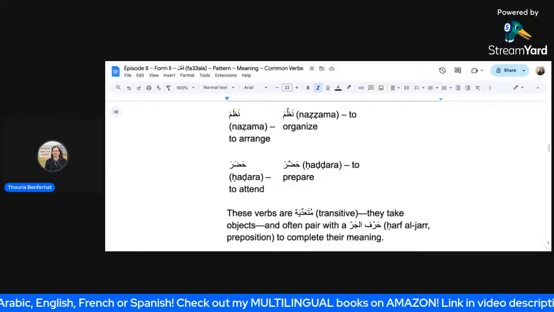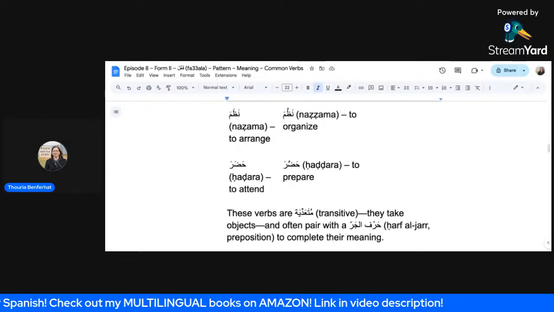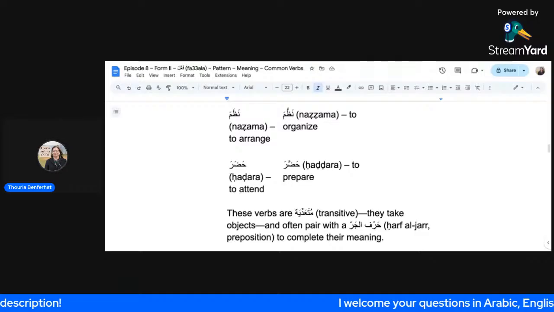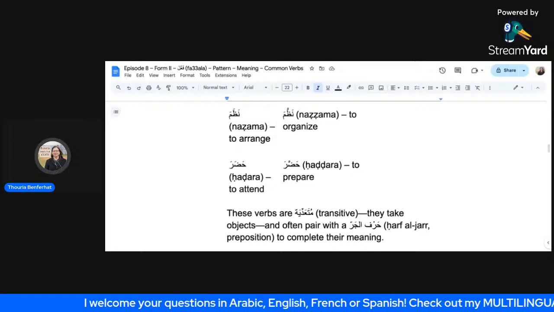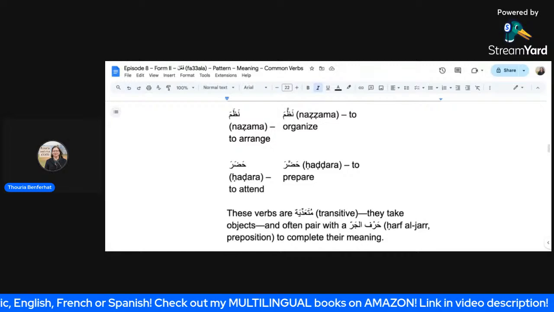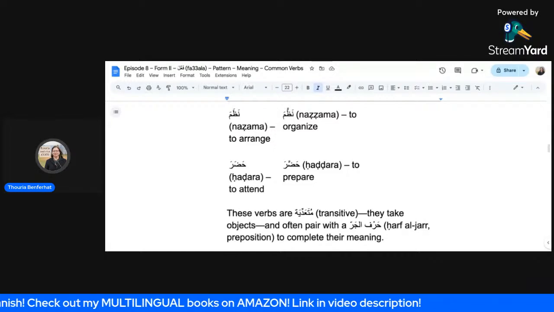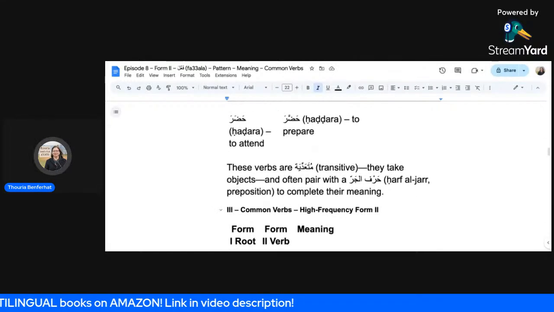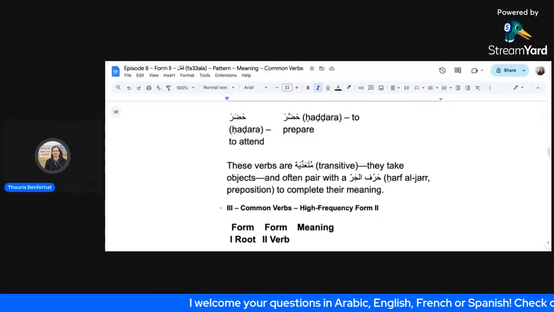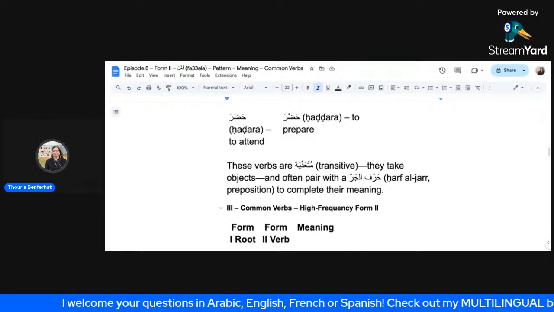Next example, nazama is to arrange. Like in poetry, when you write poetry, you arrange words in a certain way so they make beautiful phrases or sentences. That's nazama. And nazzama, Form 2, where you double the middle consonant, the ayn part of the verb, is to organize, to make things arranged. Okay, next is hadara. Hadara is to attend, and haddara is to make something attend, make something be present by preparing it. Haddara is to prepare.